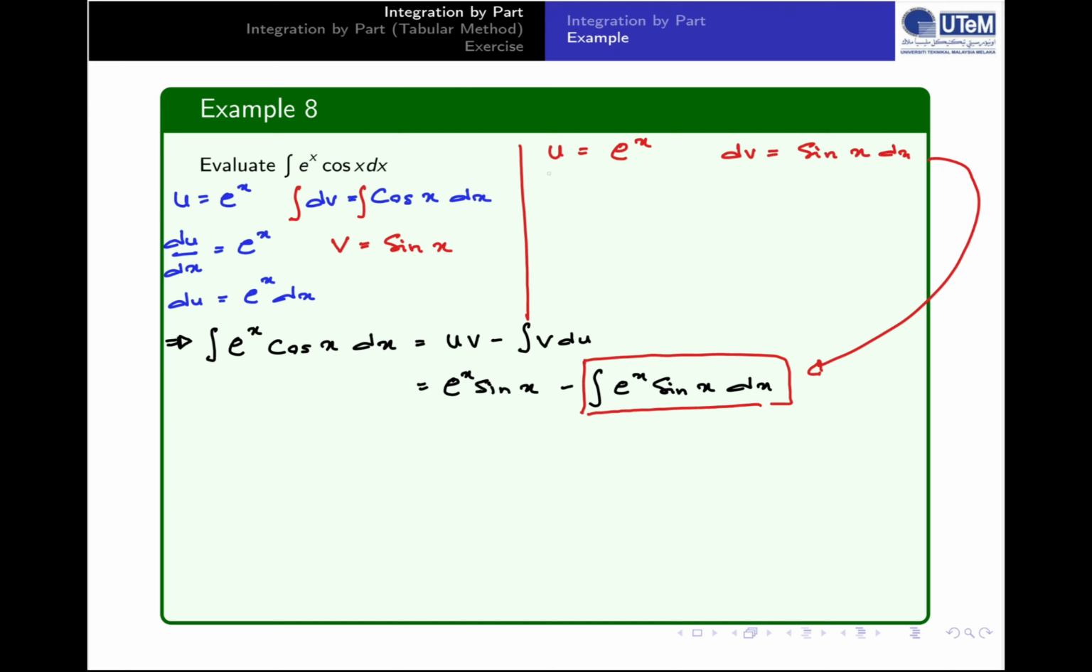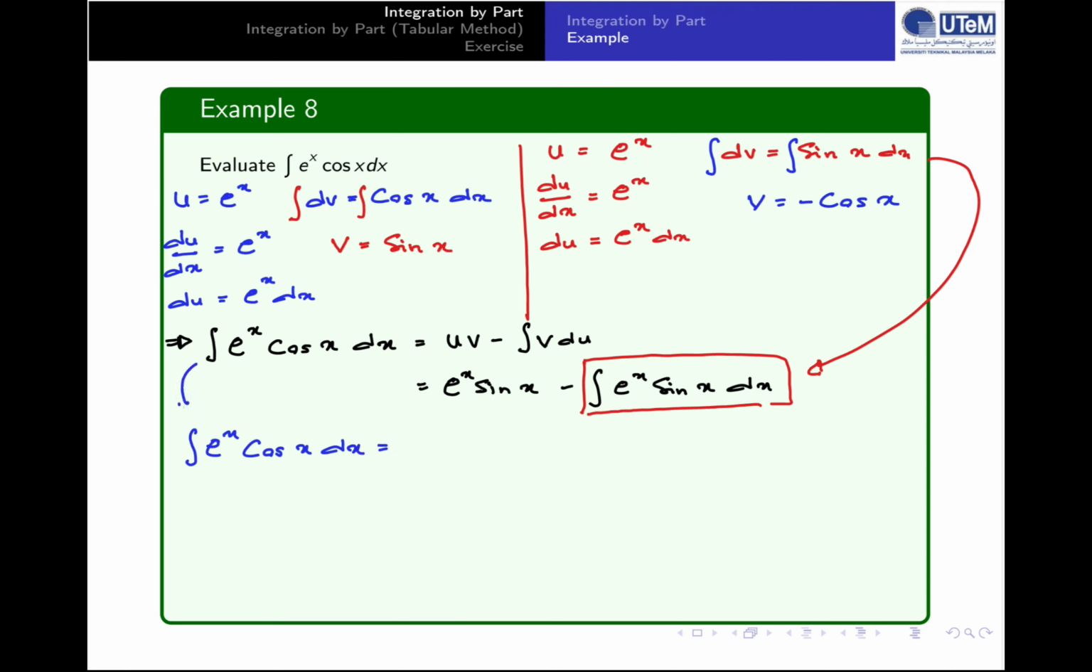Okay, so du/dx equal to e^x. Therefore, du equal to e^x dx. So this one we need to integrate here so we can get v. So integrate sine, you can get negative cos x. Please do not confuse between integrate and differentiate. Okay, so from here we can get the integration of e^x cos x dx.